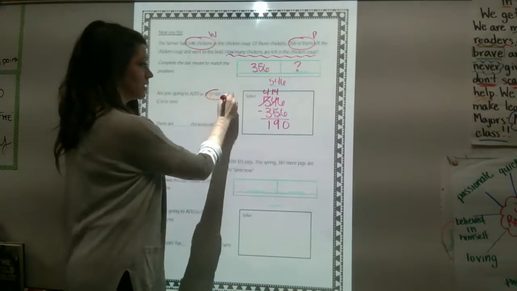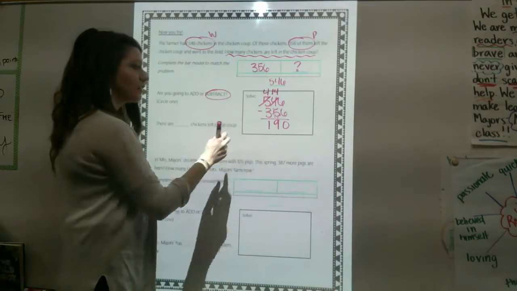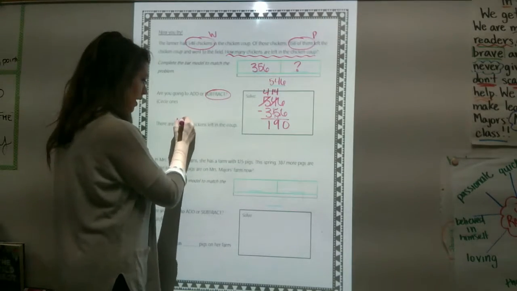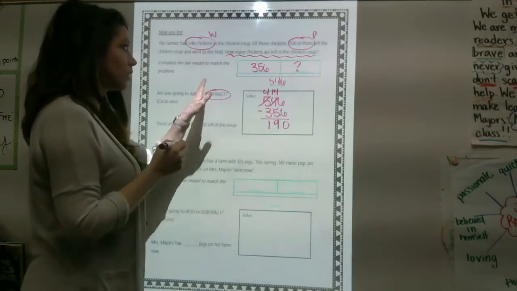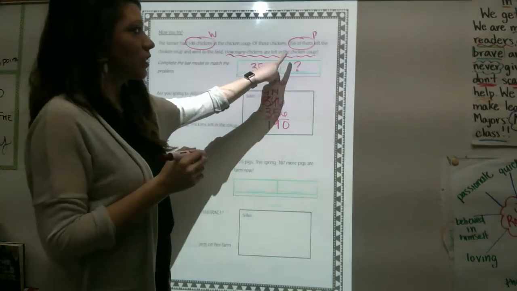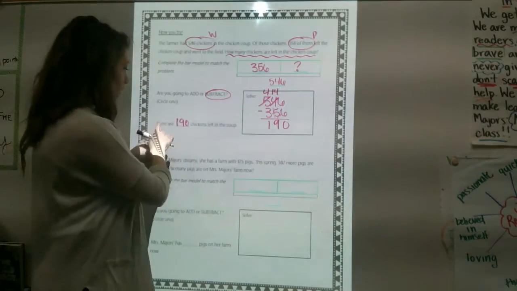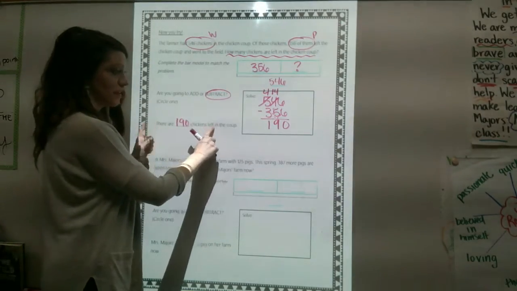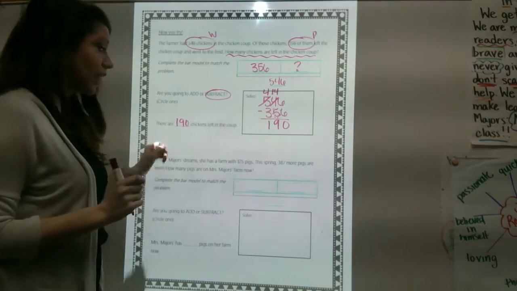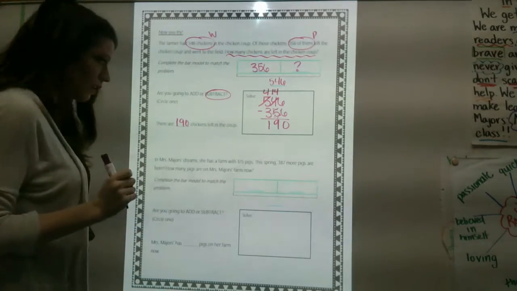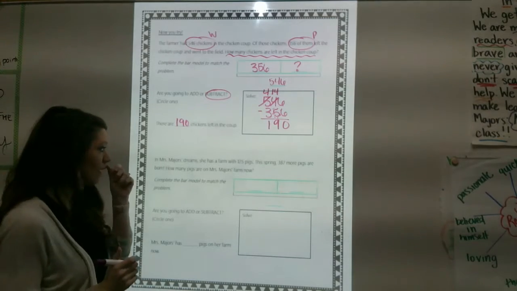So I subtracted to solve that. And my answer is 190. So let's write it in and go back to our question. How many chickens are left in the chicken coop? There are 190 chickens left in the coop. So that answers my question. I'm going to sit down again. All right.